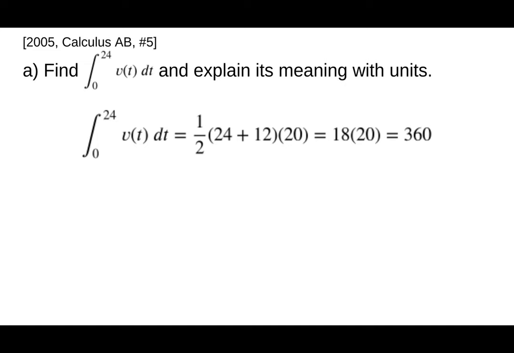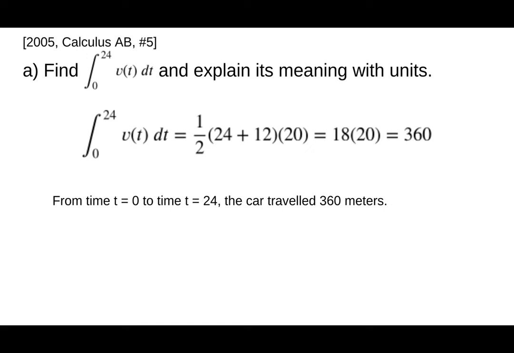All right, now we also have to explain the meaning with units. Remember that when we have a function that describes the rate at which something occurs, the integral of that rate function typically means how much change has taken place. If the velocity of the car is given by v of t in meters per second, then the integral from 0 to 24 tells us how far the car traveled in that 24-second period. So, from time t equals 0 to time t equals 24, the car traveled 360 meters.